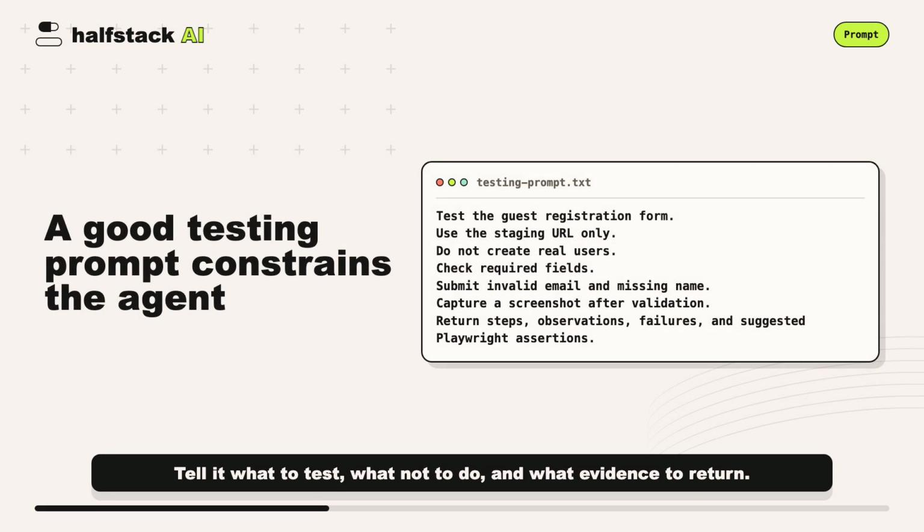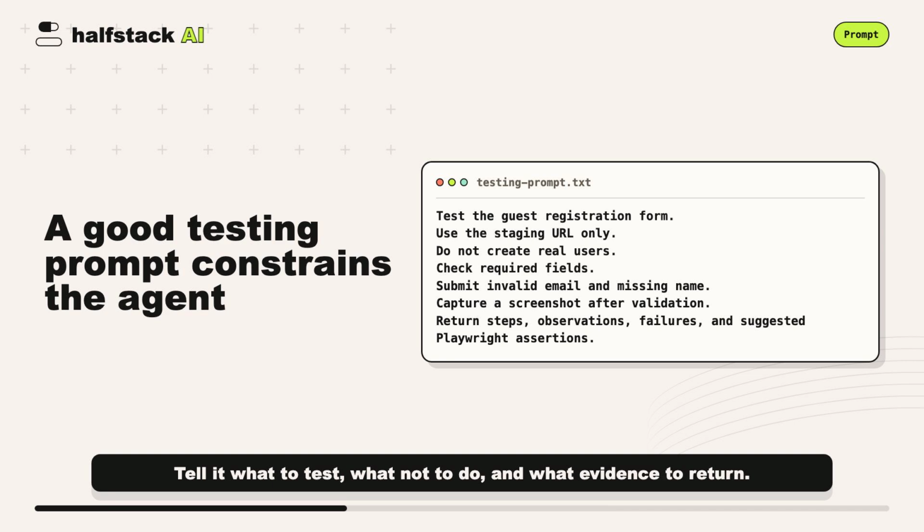A weak prompt says, "Test my website." A useful testing prompt is much more specific. Tell the agent the target environment, the page or workflow, the credentials policy, the test data boundaries, the expected behavior, and the evidence you want back.